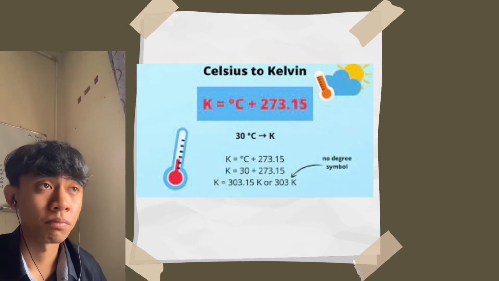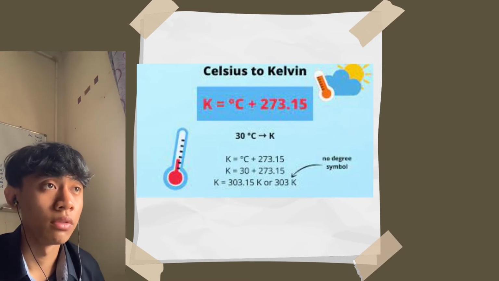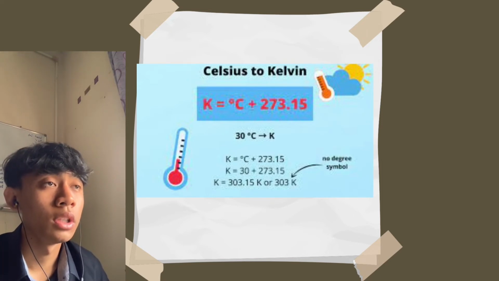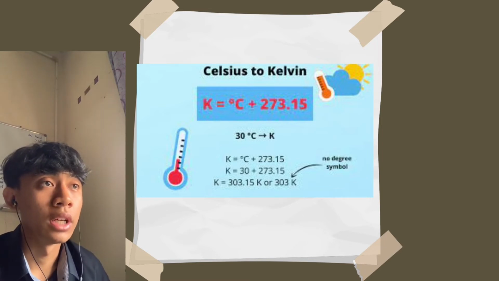Okay, the example question is to change 13 Celsius to Kelvin. So we just put the information into the equation: 13 plus 273.15, and we get the answer 303.15, or 303 Kelvin.